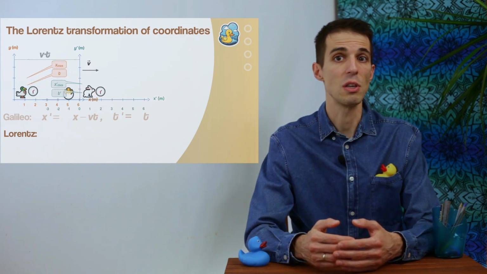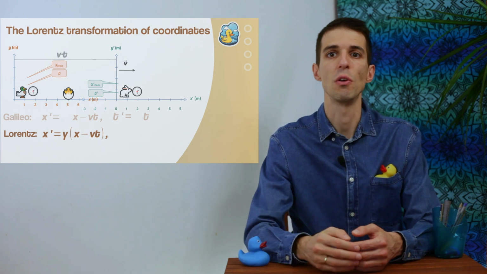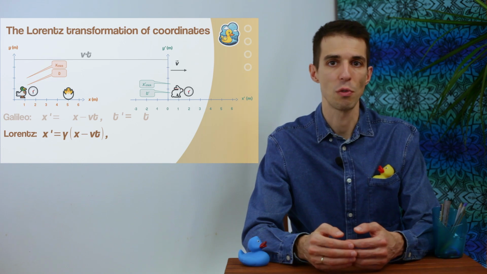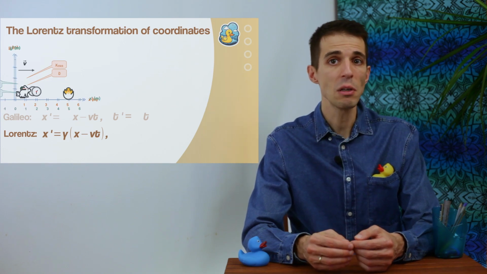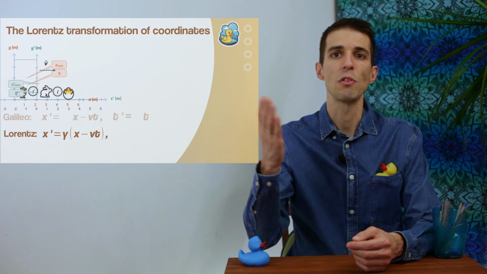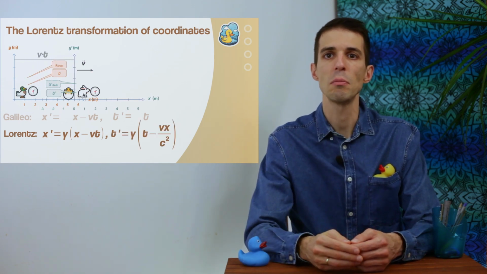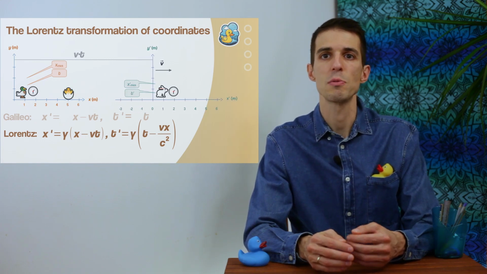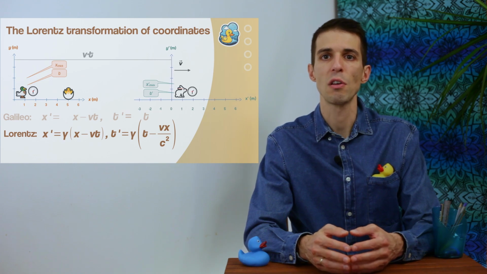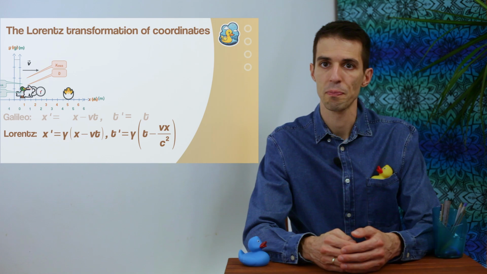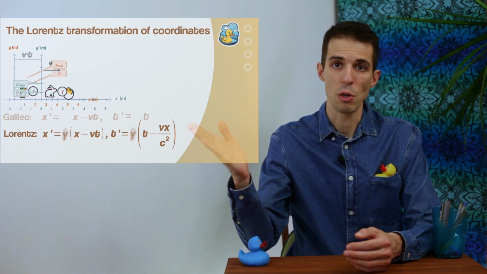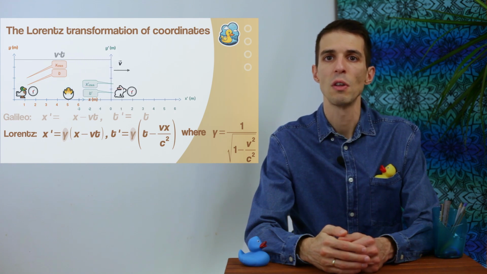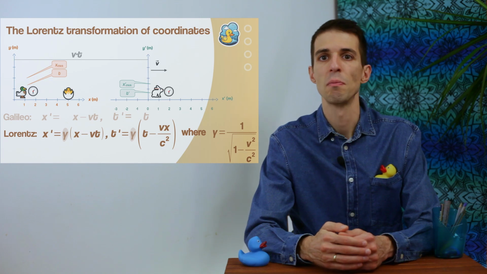For position, the equation is x' = γ(x − vt). We'll talk about the value of gamma in a moment. For time, the equation is t' = γ(t − vx/c²), where c denotes the absolute speed of light in vacuum, almost 3 × 10^8 meters per second. The gamma factor in both equations is given by γ = 1/√(1 − v²/c²).